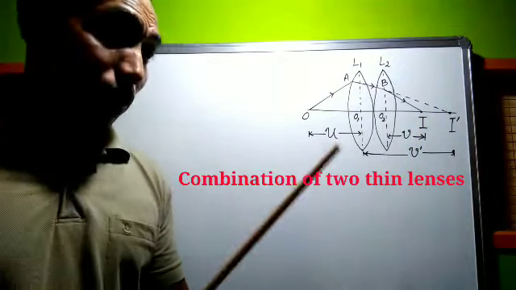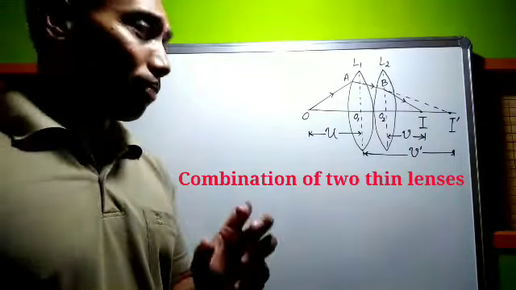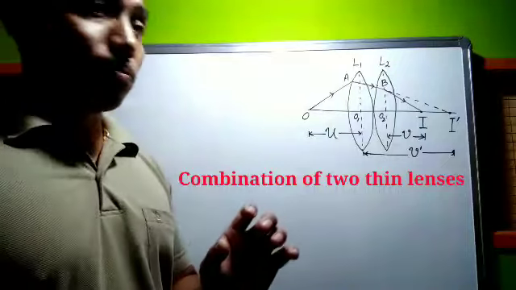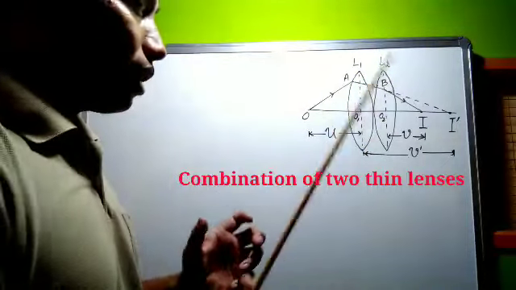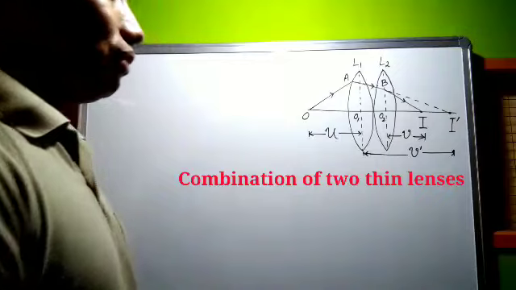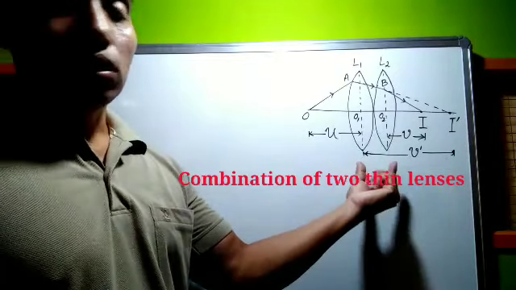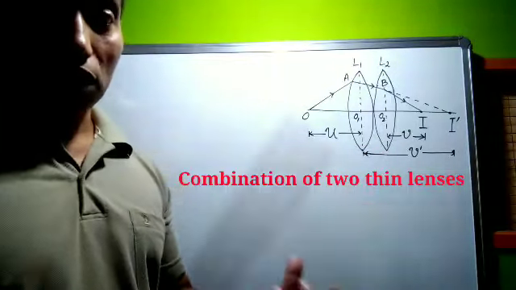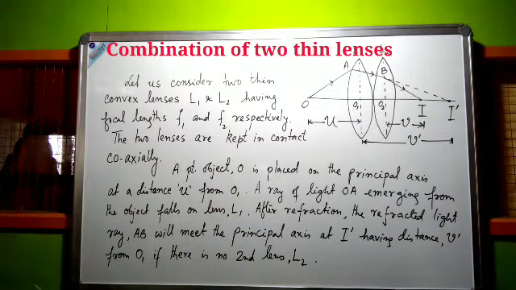Then using the lens formula, that is 1 by f equal to 1 by v minus 1 by u, we can derive the effective focal length and effective power of a combination of two thin lenses. So let us see. So now we may write like this.